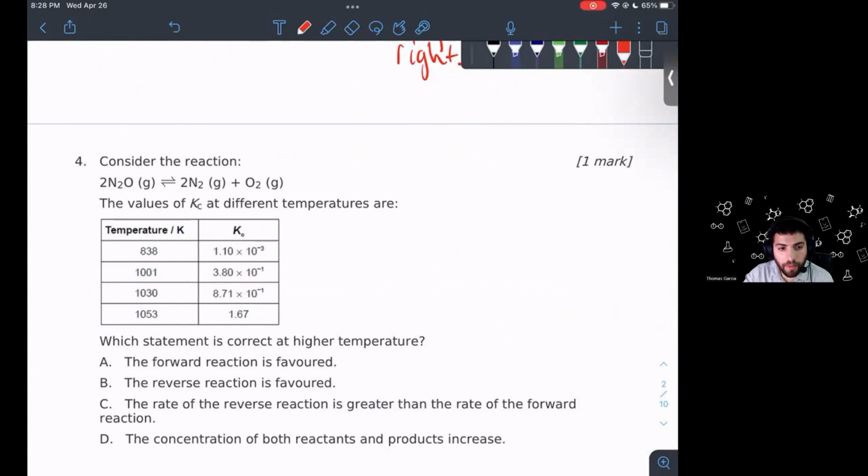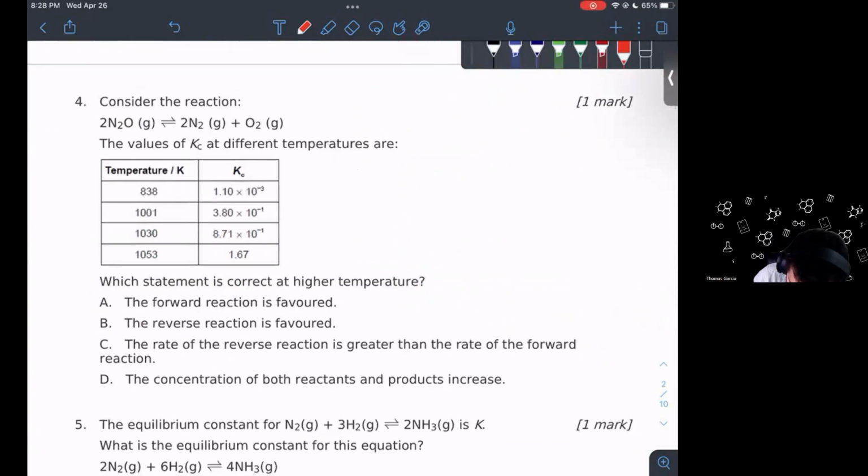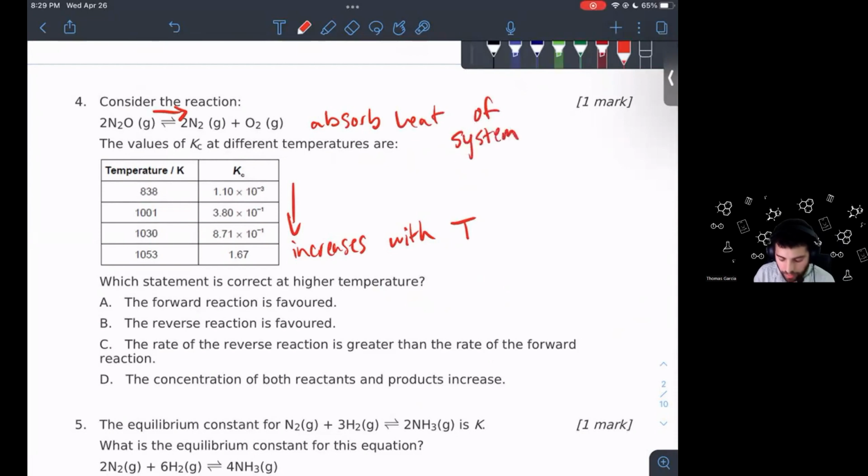Consider this reaction. The values of Kc at different temperatures are as follows. So we notice that Kc actually increases with temperature. So the higher the temperature, the higher the Kc, which means as we are increasing temperature, the reaction is shifting that way, meaning it's trying to absorb heat, absorb heat of the system. All right, so let's see.